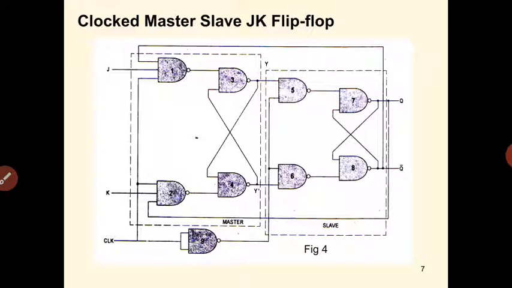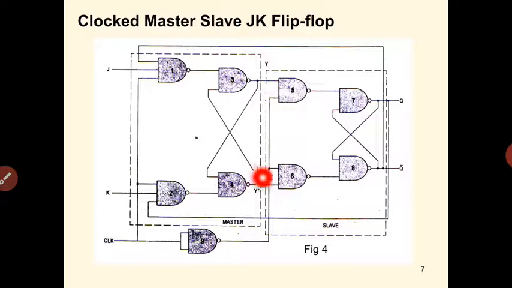So if you observe the internal circuit diagram of master slave JK flip-flop, it looks like this. So this is a simple master flip-flop, which is nothing but a JK flip-flop, and this is the slave flip-flop. For the master flip-flop you are applying the inputs, and for the slave flip-flop, what are the inputs? It is nothing but the output of the master flip-flop.